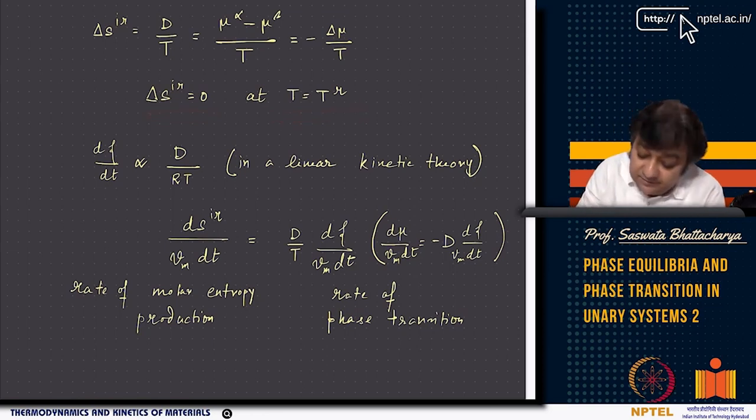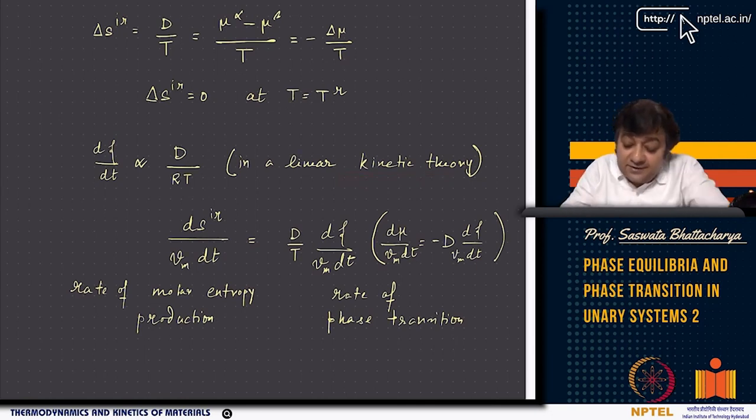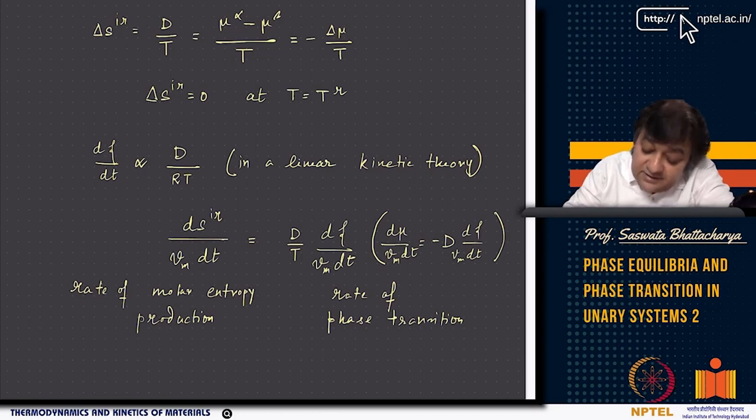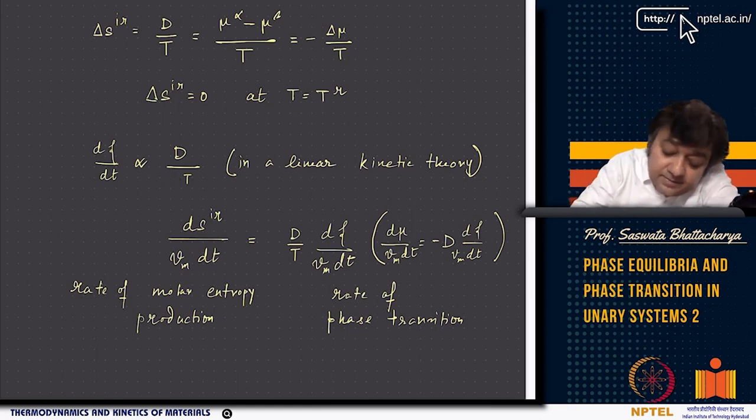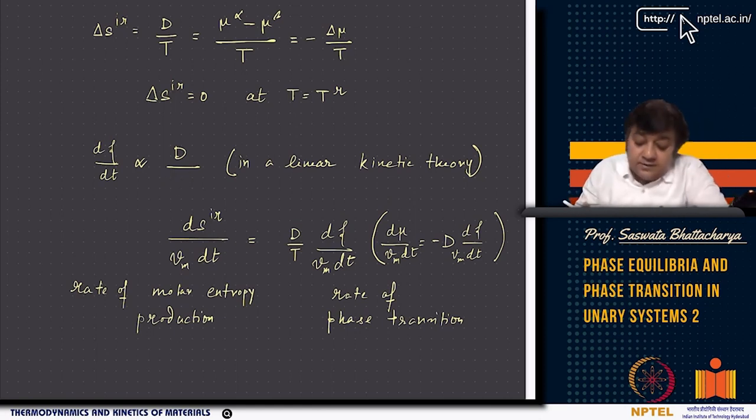Right? Now note, at what rate will this transformation take place? We can now use a kinetic theory and say del zeta by del t is proportional to D by RT, right? Where D is the driving force. Del zeta by del t, we can write, is proportional to, R is not required, D by T. And D is the driving force, remember.